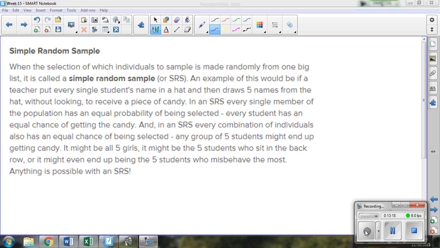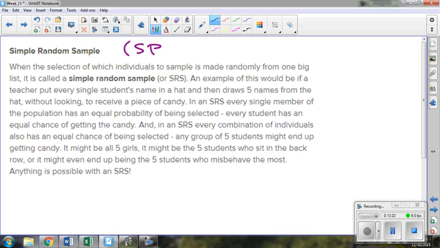A simple random sample, and you'll note throughout the rest of it, a simple random sample is going to be abbreviated SRS. Get used to that abbreviation, they use it a lot. A simple random sample is the classic bingo, or the ping pong balls for the lottery. Pick a name out of a hat, see what comes up.